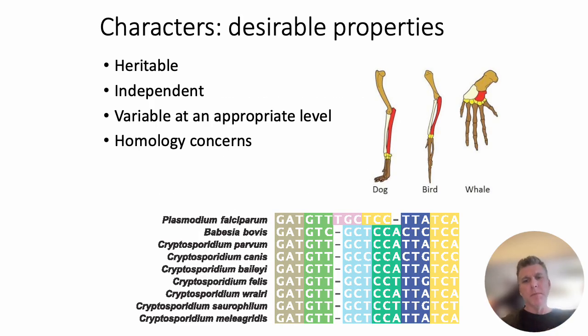So what are you looking for? You want characters that are heritable, character states that are heritable, so that they're passed on to offspring. And then you want characters that are independent from each other. And by this I mean that a change in one of the characters doesn't affect the change in the other. It's an underlying assumption of most methods that we use that each character is an independent item of information. Now that assumption gets violated to differing degrees all the time. But we want to get as independent as we can possibly get.